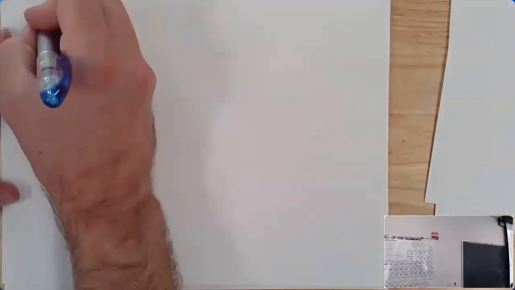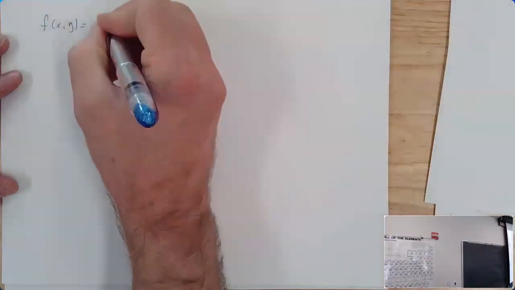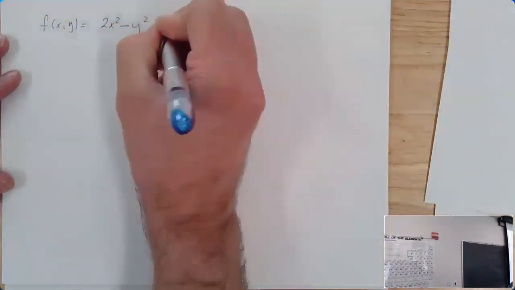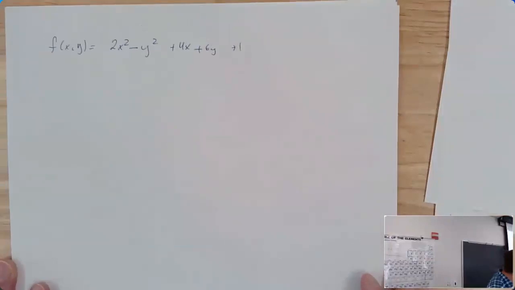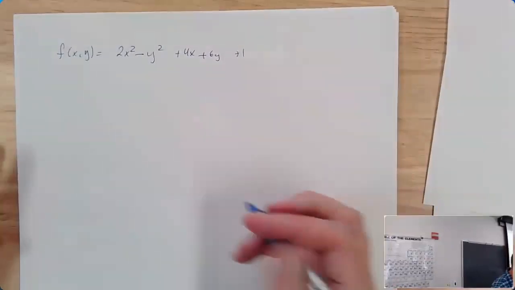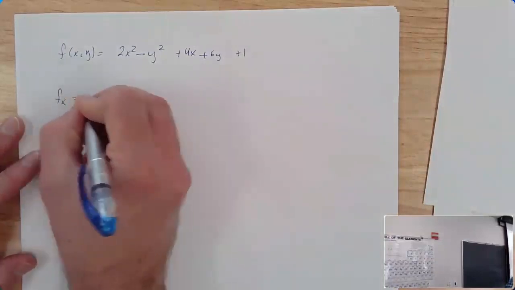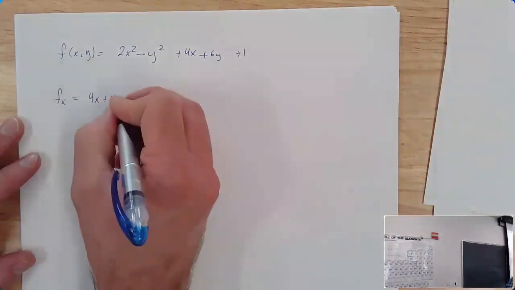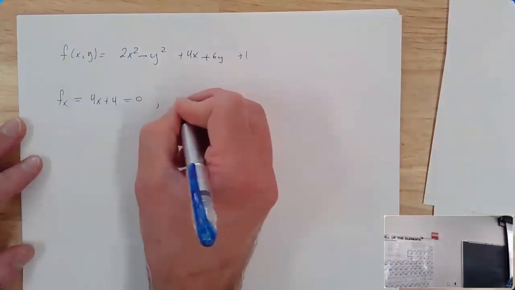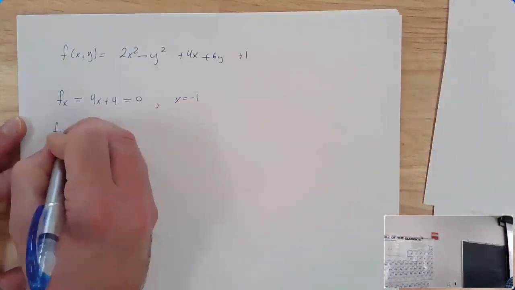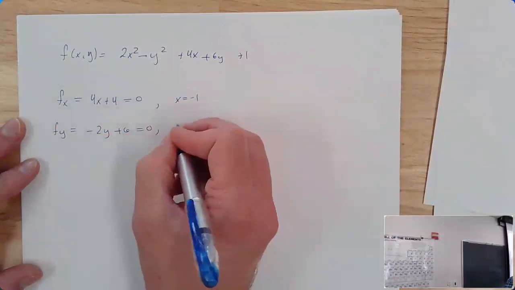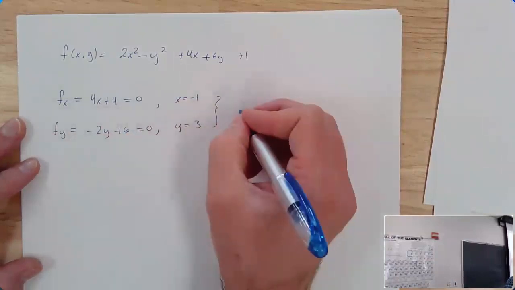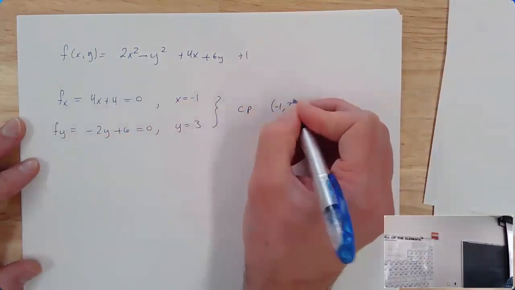So let's look at this example. F of xy equal to 2x squared minus y squared plus 4x plus 6y plus 1. This one's also going to be relatively straightforward, but still worth doing. So let's find our critical points. Partial with respect to x is 4x plus 4, so that equals 0. You're going to get x equal to -1. Partial with respect to y is going to be -2y plus 6. So if that equals 0, you're going to get y equal to 3. So again, we only have one critical point, which is -1, 3.